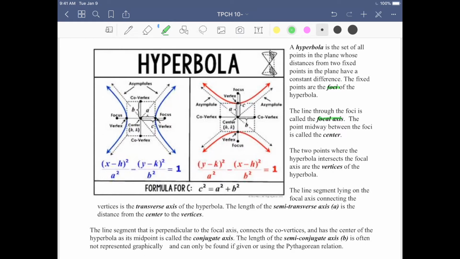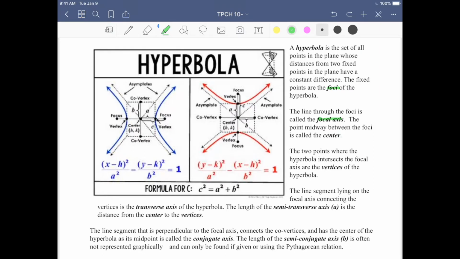The two points where the hyperbola intersects the focal axis are the vertices of the hyperbola. The line segment lying on the vertices is the transverse axis of the hyperbola. The length of the semi-transverse axis, a, is the distance from the center to the vertices. So here is the transverse axis of this hyperbola, and here is the transverse axis of this hyperbola. Half of that distance is the semi-transverse axis.